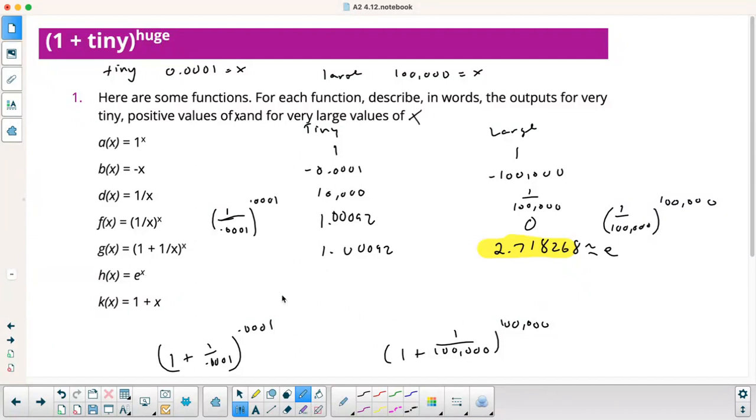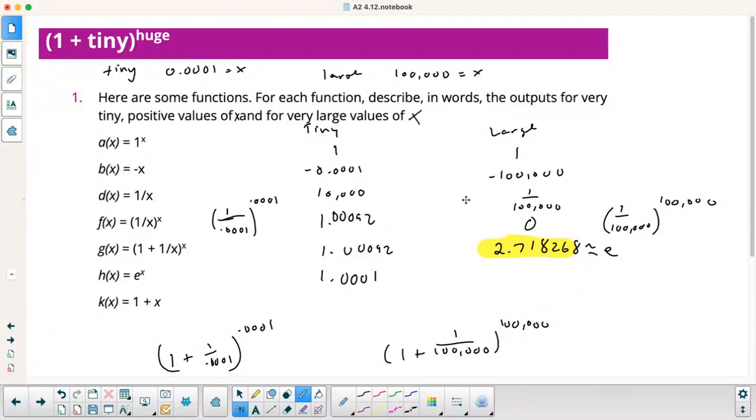All right, so now E, you could use your E button on your calculator. You should have an E button. So pause the video and find your E button if you need to. So this is going to be E to the 0.0001. Again, it's kind of the same thing, 1.0001. And it keeps on going.